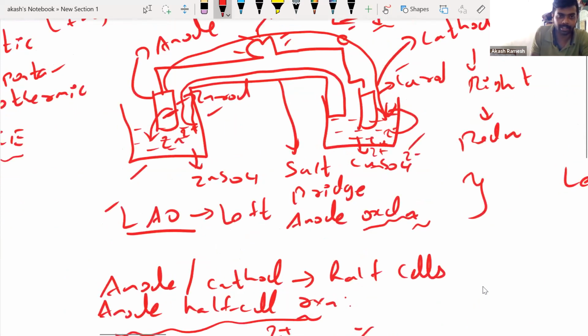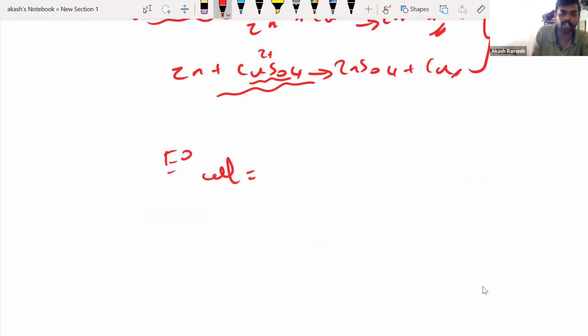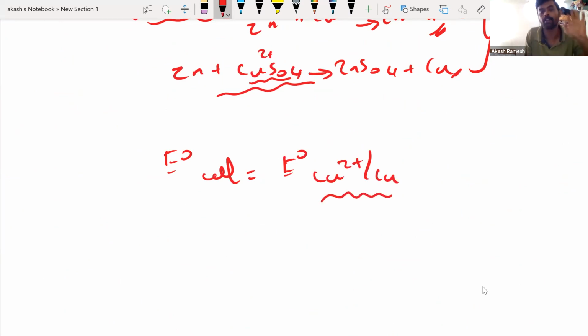So if I write E naught of cell is equal to E naught of cathode minus E naught of anode, how do I represent it? This is how: E naught Cu2+ bar Cu. Whether it is oxidation or reduction, the representation when it comes to the potential is always going to be reduction. Please remember this. Again, repeat the point: whether it is oxidation or reduction doesn't matter, you have to represent the potential only with respect to reduction. So E naught Cu2+ bar Cu minus E naught Zn2+ bar Zn. This is exactly how we write it.